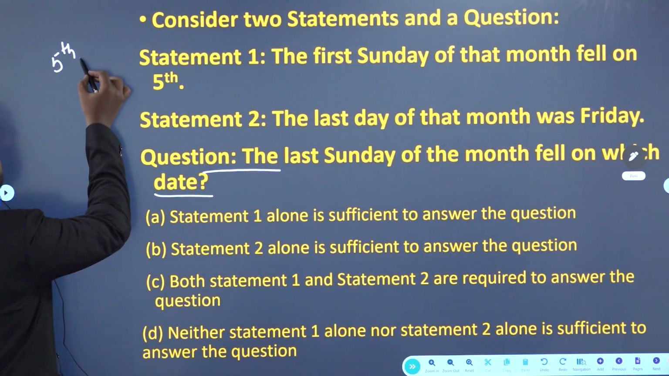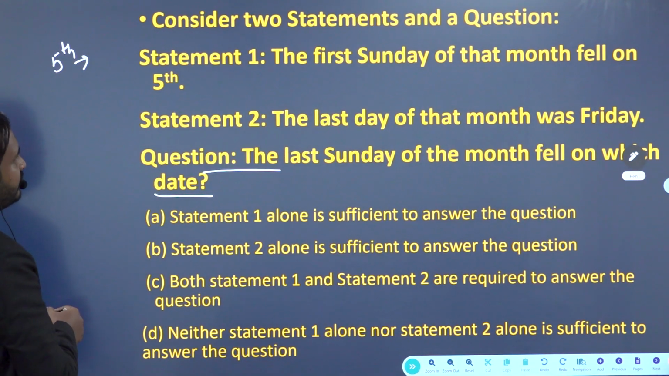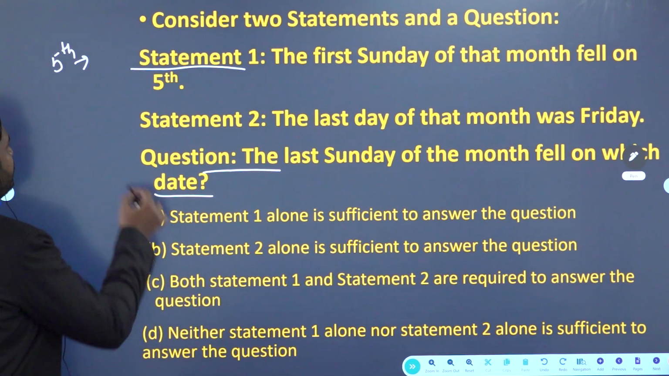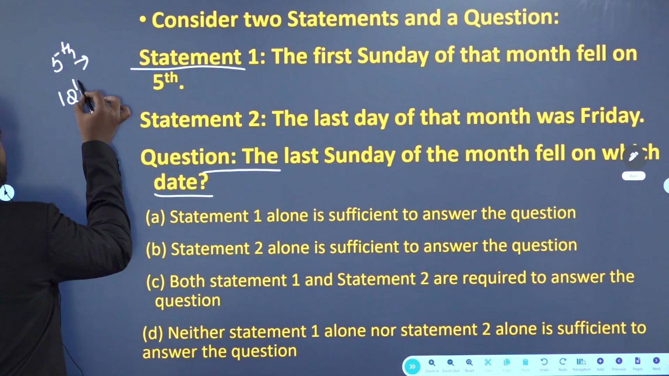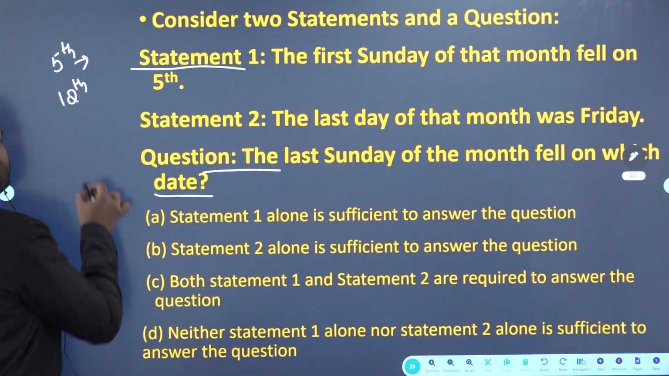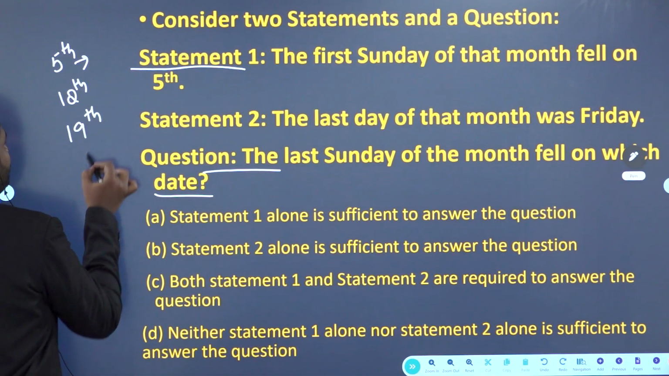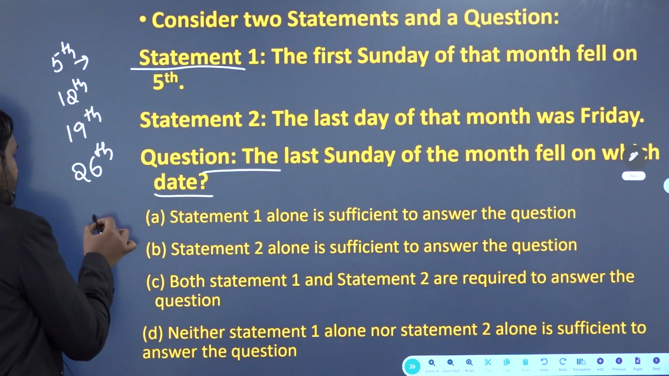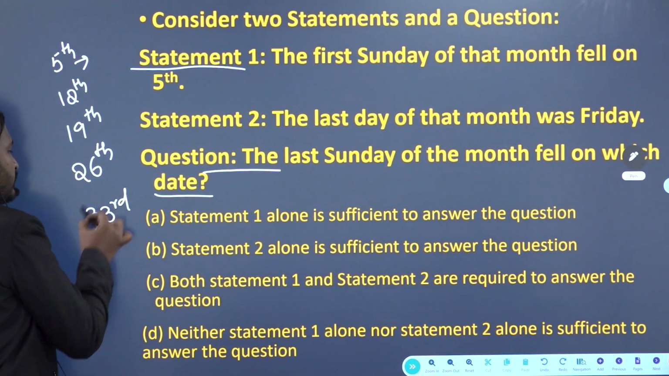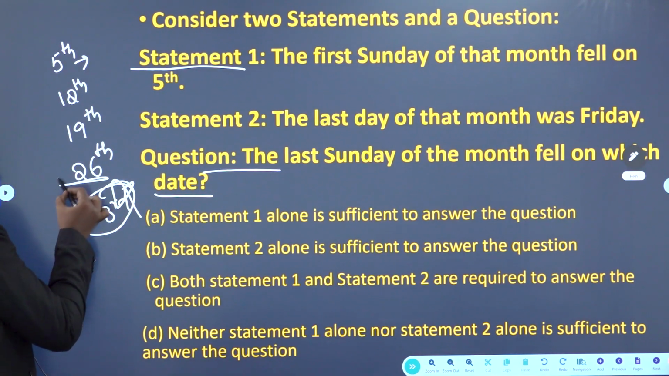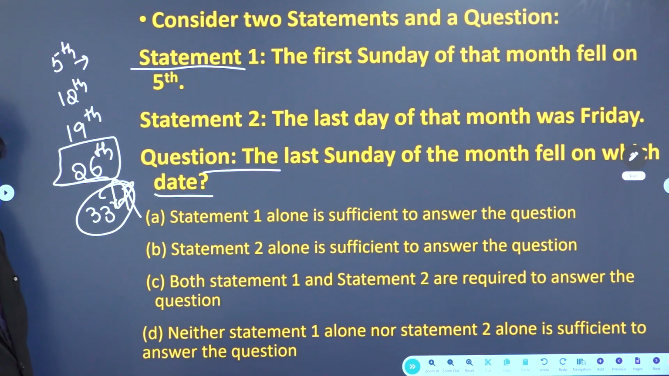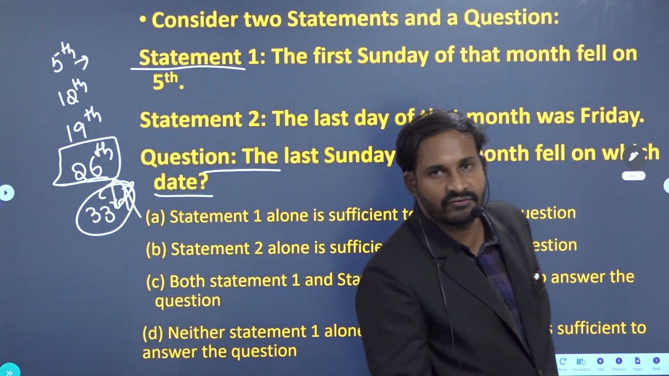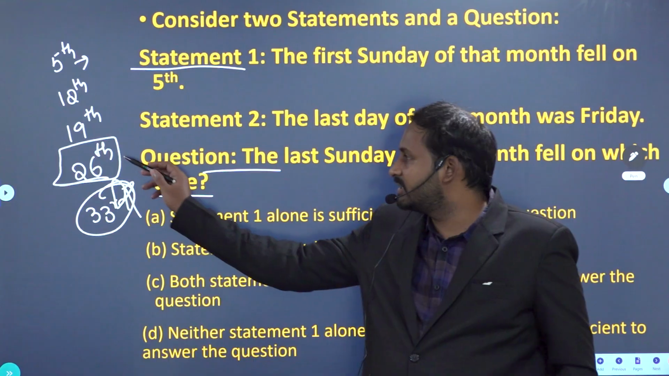Now see here, from statement 1, if the first Sunday is on 5th, when will I have my next Sunday? On 12th. Next? On 19th. Next? On 26th. Next? 33rd. Will there be 33 days in any month? No. So that means in any month I will have 26. Take any month, February, worst case, how many days do we have? 28 days. Then also I can have 26 in that month, right?